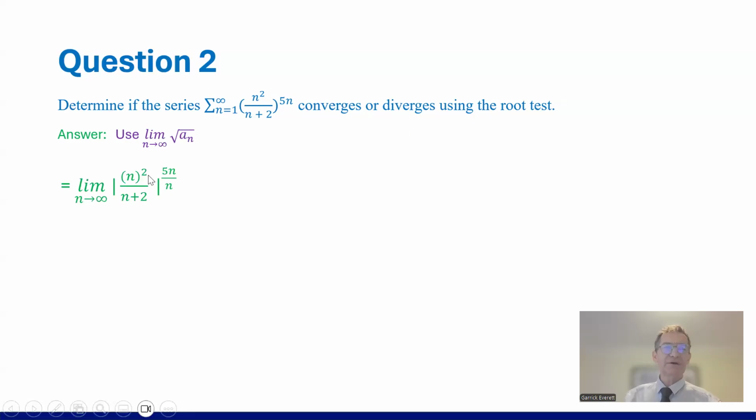There's no other powers. That power here is a squared. This is n to the 1. We'll do this one first. So that wipes that out, and it just gets us n to the 10, and then n plus 2 to the 5.